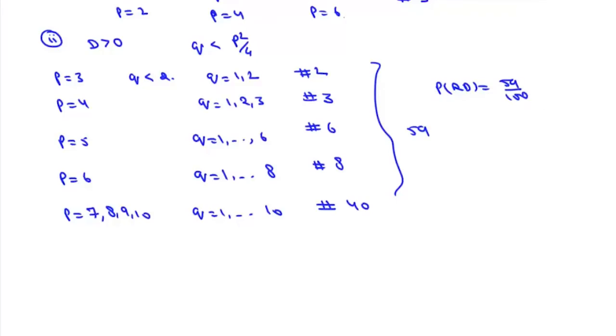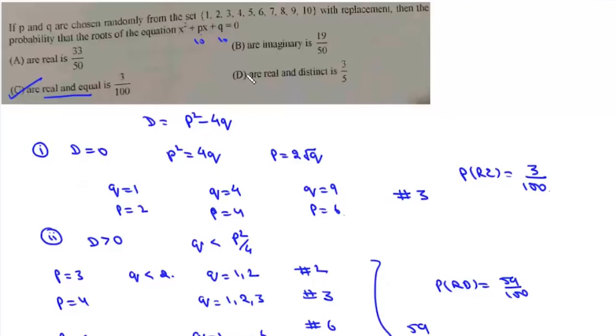That means option D is incorrect. Now roots are real when they are either real and equal or real and distinct. So this probability that roots are real will be this 59 plus 3, which is 62. 62 divided by 100, and that will be 31 by 50. So this option A, it is incorrect. Now they will be imaginary if they are non-real. So it will be 1 minus 31 by 50, and that will be 19 by 50. That means option B is correct. So the correct options are B and C.